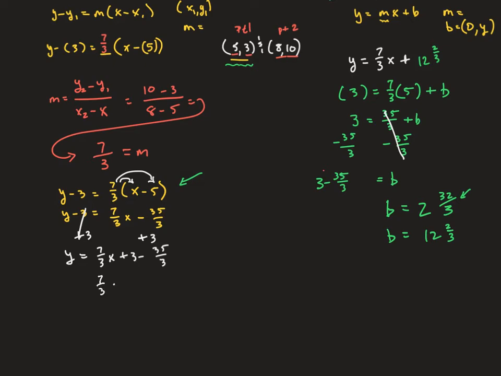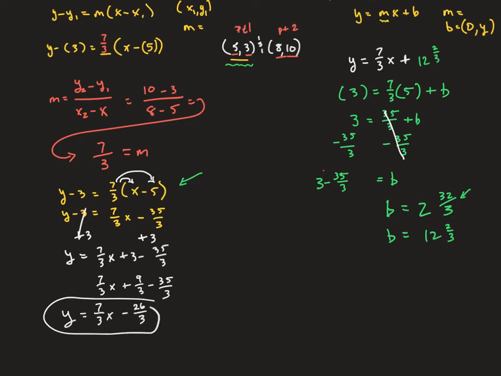7/3 x plus 105/3, because I don't know what I'm doing. My apologies, not 105/3. How about it's just going to be 9/3 minus 35/3, which is going to be the same thing as minus 26/3.